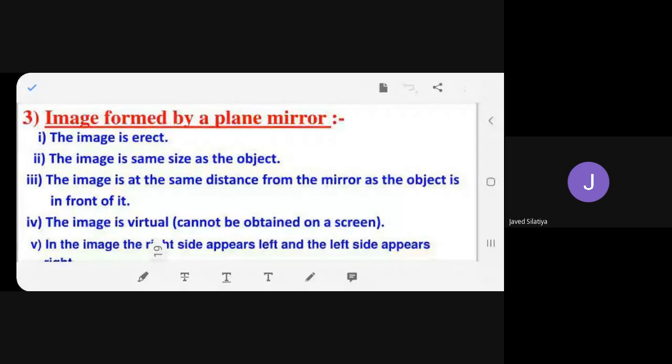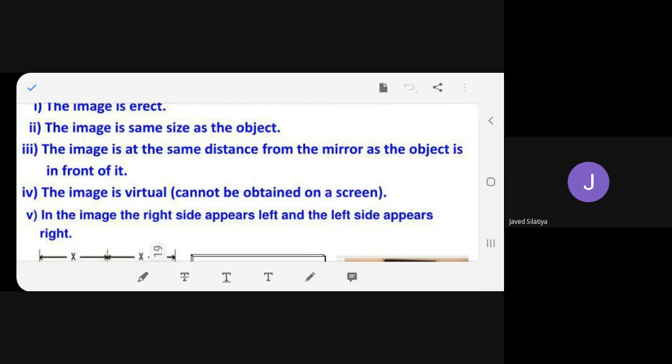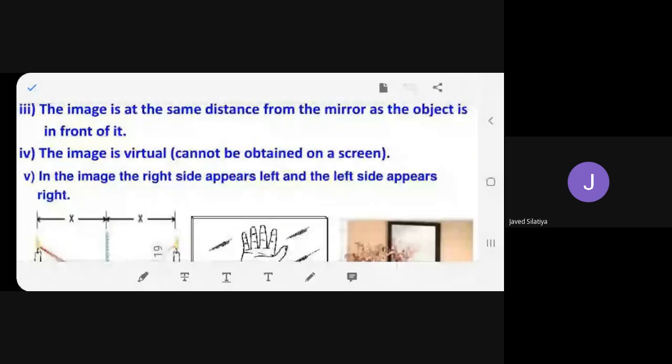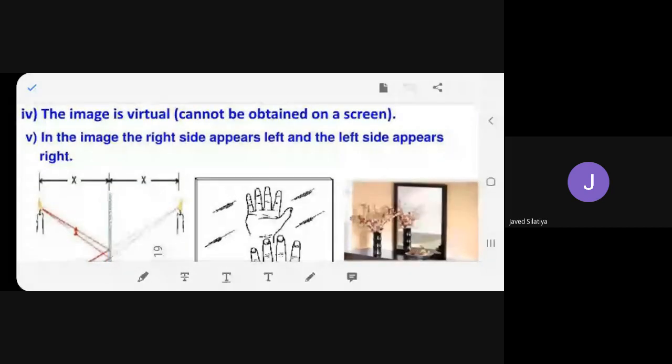Okay, ma'am. Image formed by a plane mirror. First, the image is erect. Second, the image is the same size as the object. Third, the image is at the same distance from the mirror as the object is in front of it. Fourth, the image is virtual, cannot be obtained on a screen. Fifth, in the image, the right side appears left and the left side appears right.